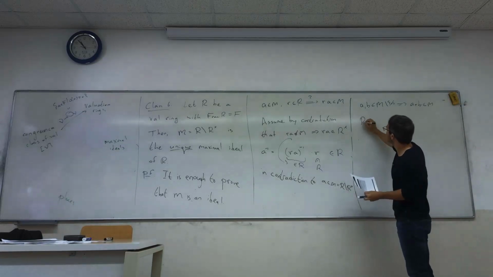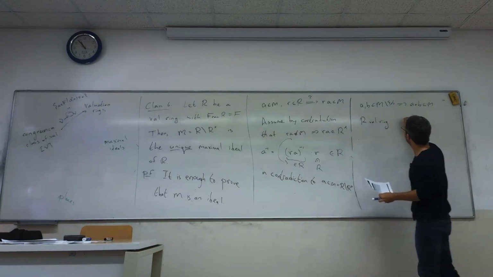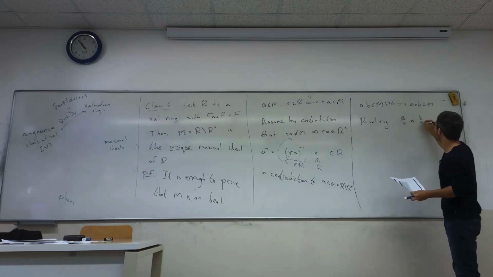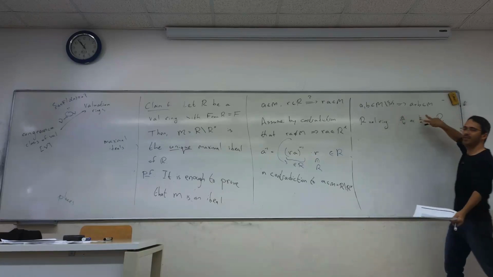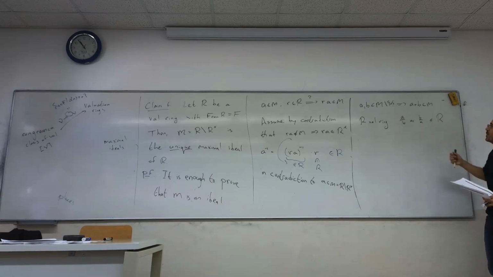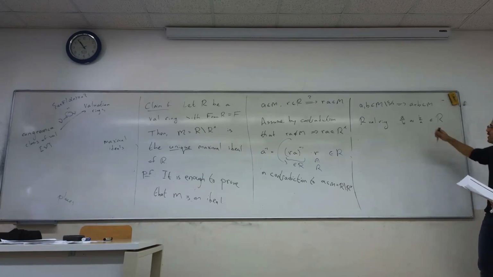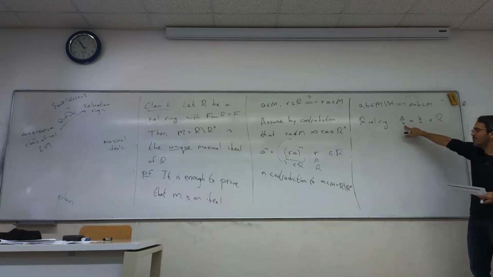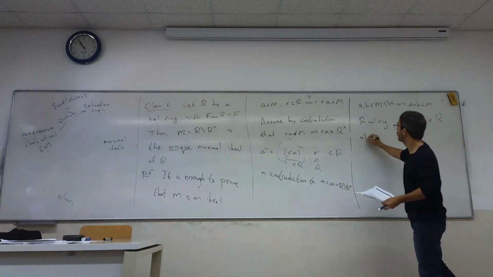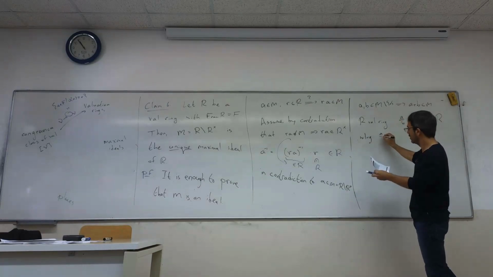Now, since R is a valuation ring, either a over b or b over a is in R. That's a trick, and maybe you didn't expect seeing this. None of them is zero, so I can do this. Since it's a valuation ring, every element in the fraction field, denoted here as F, either it or its inverse is in R. So let's assume without loss of generality that a over b is in R.